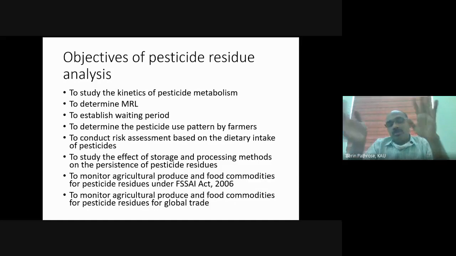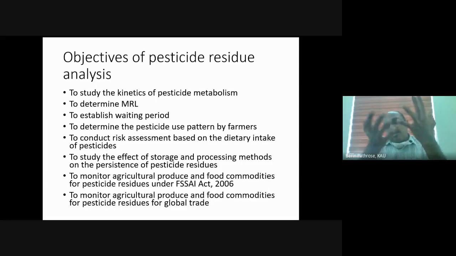Any cooking process will reduce the pesticide residue. I will give you a few papers. I will attach them. You can go through them, wherein there are several reports which say that cooking reduces pesticide residues drastically. And depending upon the cooking method, it varies.